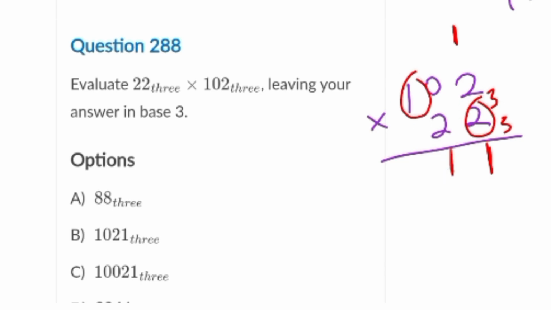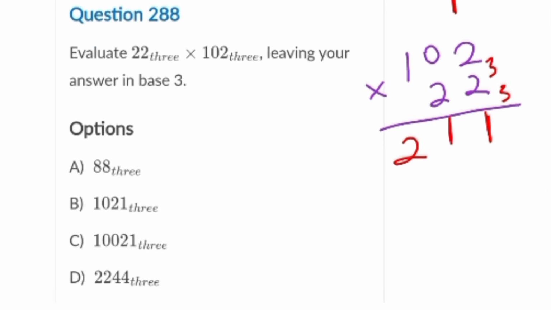2 times 1 here gives us 2. We can write it like that because it is less than base 3. So you can write it like that. Okay, you continue again. 2 times 2 gives us 4, but you cannot write 4 here because 4 is bigger than base 3. So when 3 divides 4, what's the remainder? You also get 1. In short, you will just get the same thing here because I'm multiplying by 2 from this first part. I got 211.